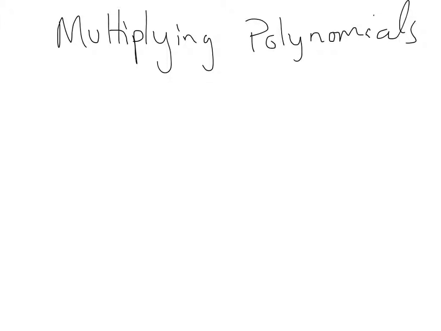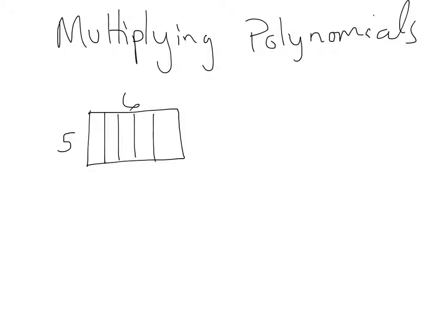Come on, let's take a ride. Multiplying polynomials is just like multiplying numbers. You've got 5 times 6, right? 5 by 6 is 30. We know this.